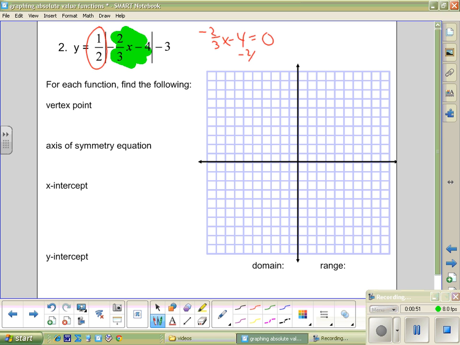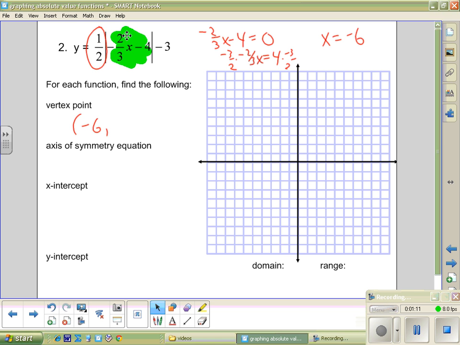I get negative 2/3 x, add 4 to both sides, equals 4. Multiply both sides by negative 3/2. And that's going to give me x equals negative 12/2, or x equals negative 6. So my vertex point of my graph is going to be at negative 6, comma. All right, now if you recall from the last one, that negative 3 out front is not the y-intercept. That's actually the y value on our vertex. So I know my vertex point is going to be at negative 6, negative 3.